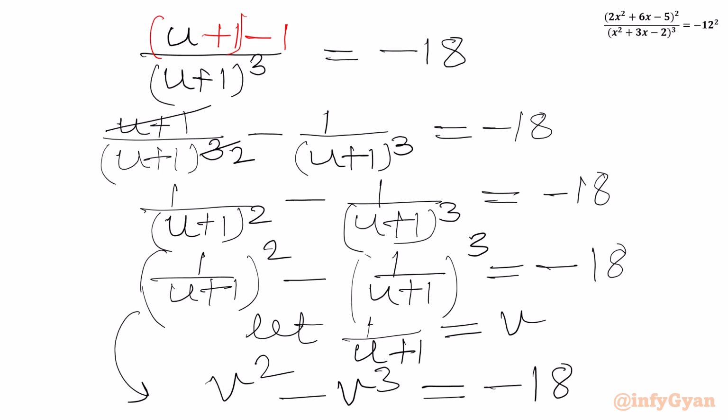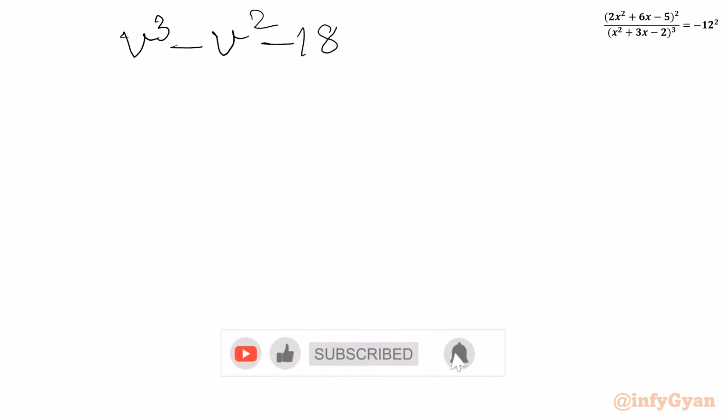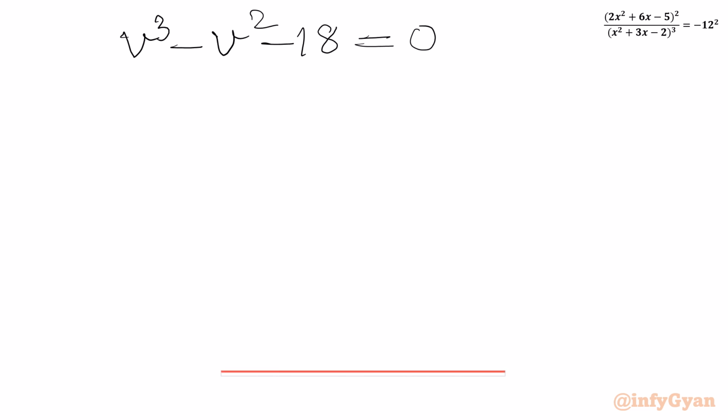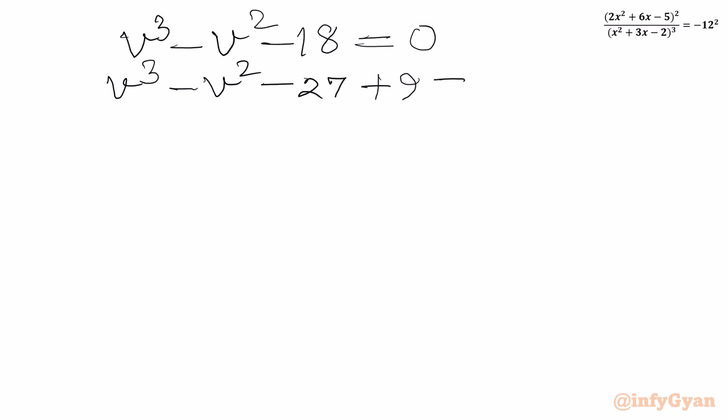Let's solve this cubic equation. Take all the terms to RHS. We will get v cube minus v square minus 18 equal to 0. Now I will use factorization method. So I will write v cube minus v square. Minus 18 we can write minus 27 plus 9 equal to 0. Or v cube minus 27, we can write 3 cube, then minus v square, then we have plus 9, which we write as 3 square, equal to 0.